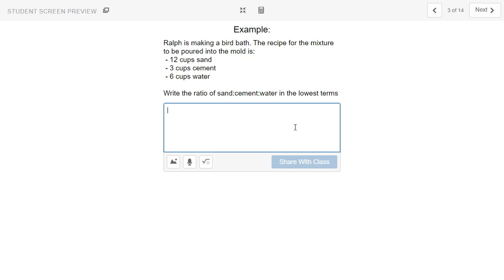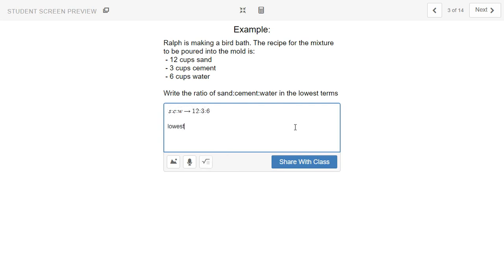Okay, let's do another example. Ralph is making a bird bath. The recipe for the mixture to be poured into the mold is 12 cups of sand, 3 cups of cement, and 6 cups of water. Let's write the ratio. We want sand to cement to water. So we have 12 to 3 to 6.